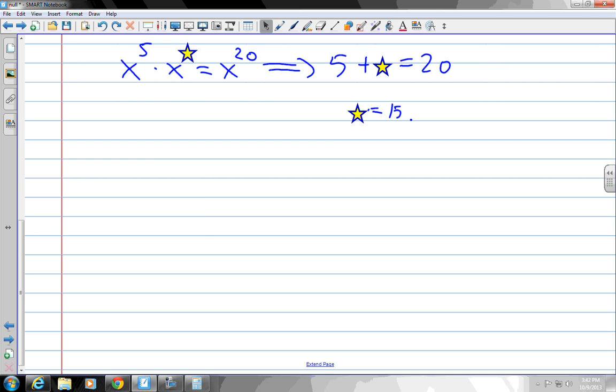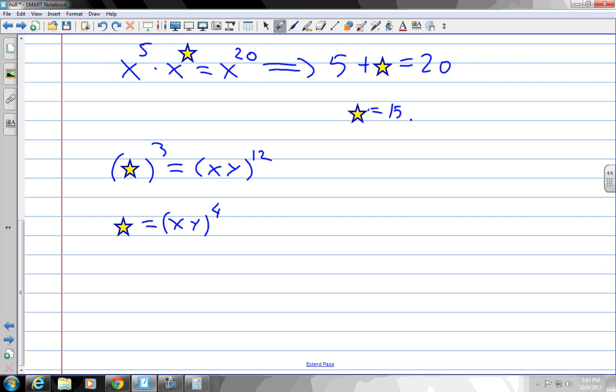How about this one? Star to the power 3 equals xy to the power 12. Can you tell me what star is? So xy. What does the star have to be so that when you cube it, you get xy to the power 12? Xy to the 4th. Does that make sense? Well, ask me questions.